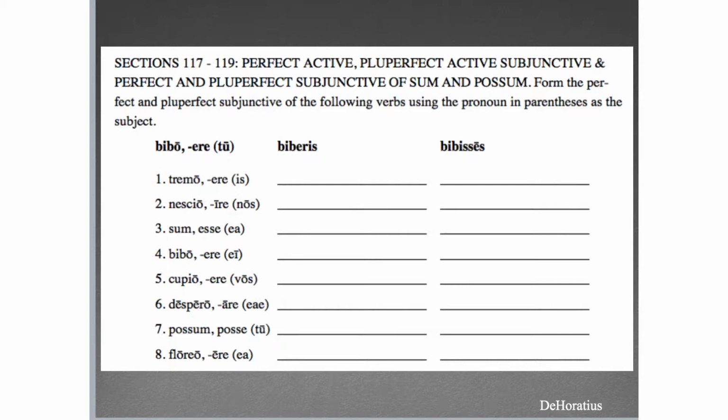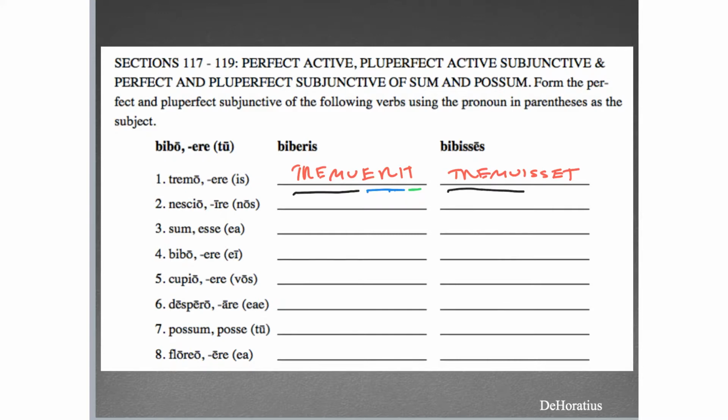All right, so we're forming the perfect and the pluperfect subjunctive. You're using the pronoun in parentheses to indicate your subject. Make sure to look up principal parts, assuming you need to. So tremuerit, and then tremuisset. If we think about how those forms are put together, we've got the stem, which is tremu. Tremui is the third principal part. We have that eri, which is the tense sign for the perfect subjunctive. And then, of course, we have the ending that gives us the subject.